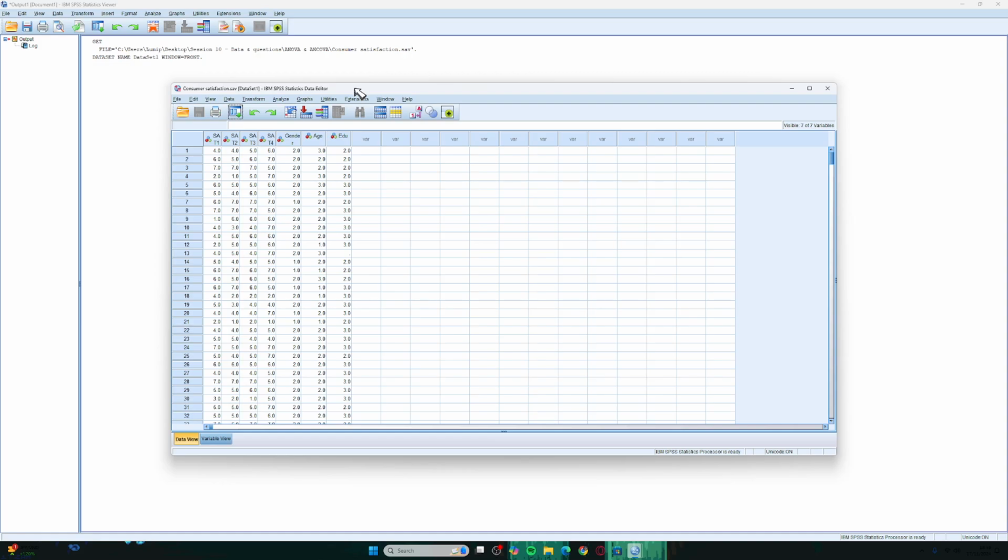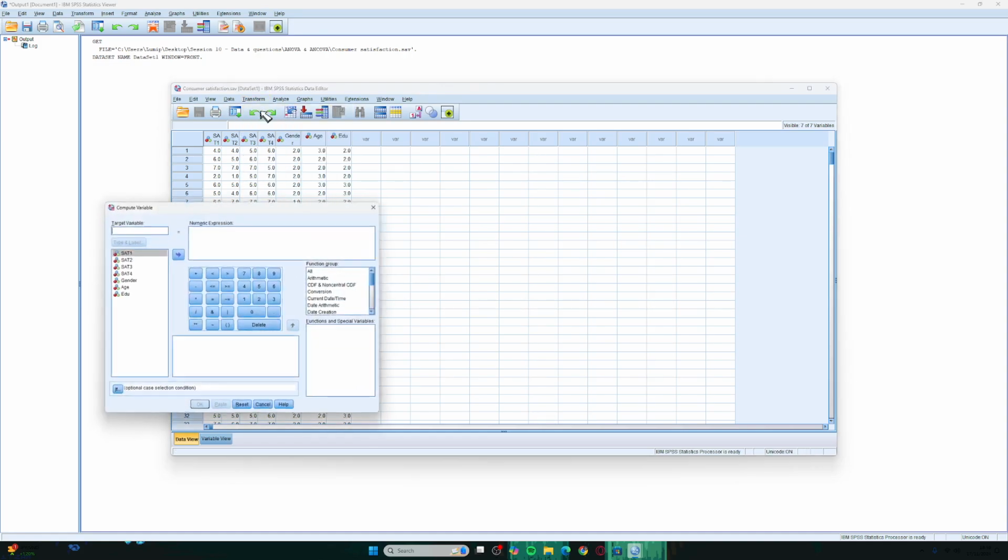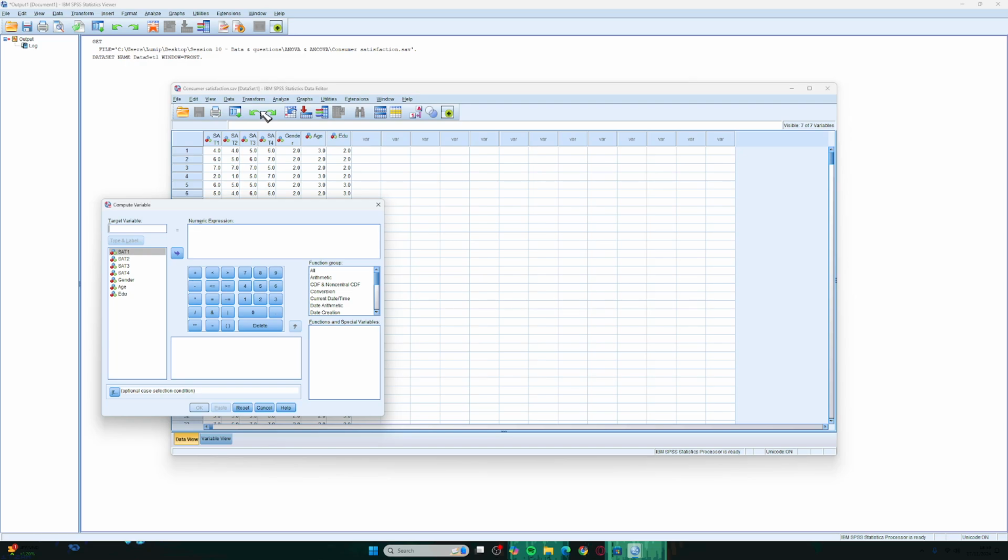Since there are four satisfaction items, SAT 1 to 4, we can compute an overall satisfaction score by averaging the items. And how to do that? Go to transform, compute variable. Let's name our variable SAT average, and then we'll construct a formula for it, averaging the four items.